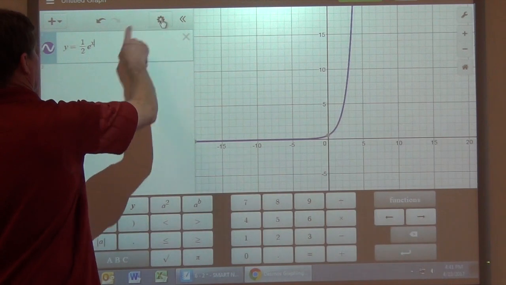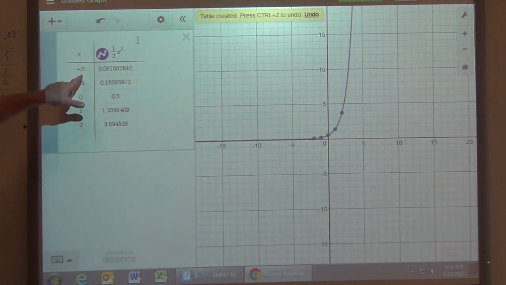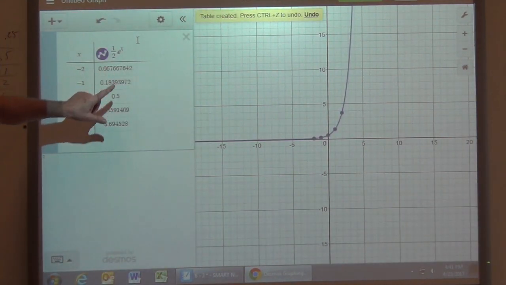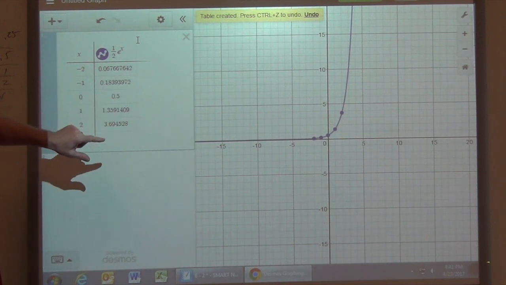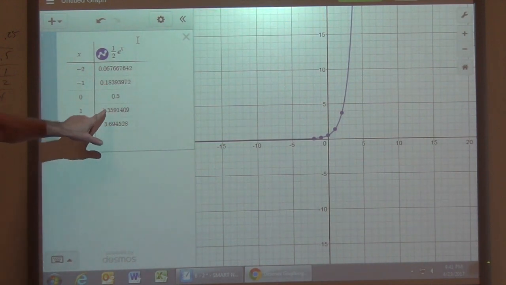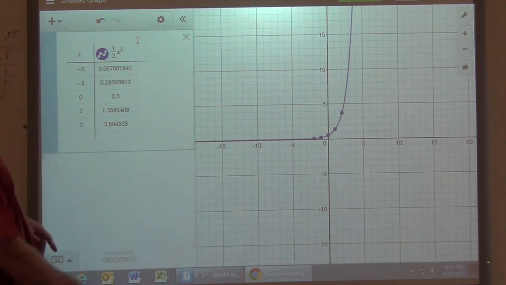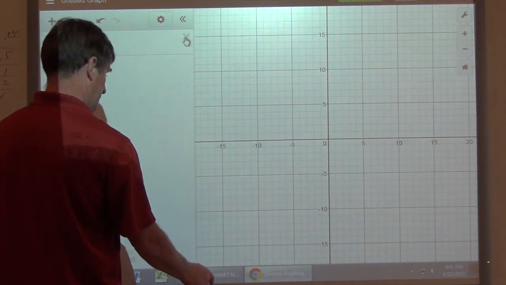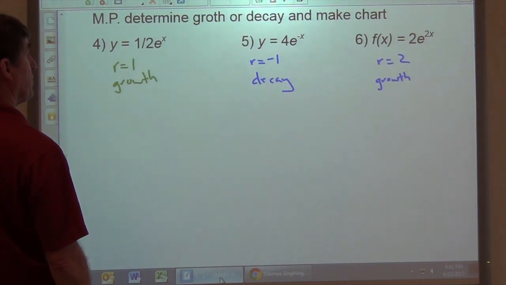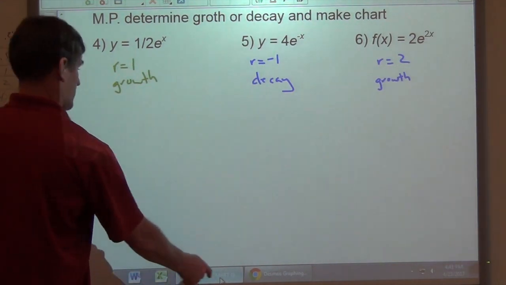Okay, so you should have gotten the table. At -2, again to the nearest hundredth, 0.07; -1, 0.18; 0, 0.5; 1, 1.36; and 2, 3.69. So that gives you your table. The second one was y equals 4e to the -x.